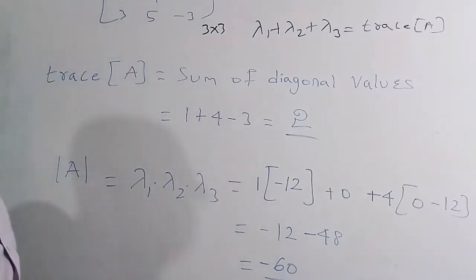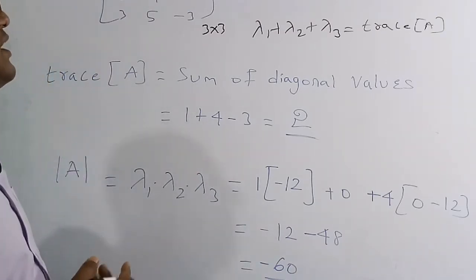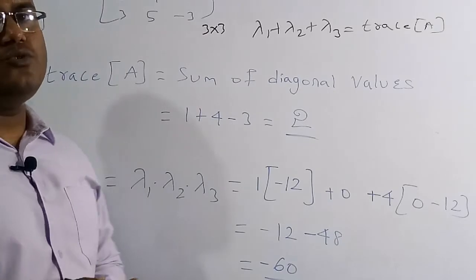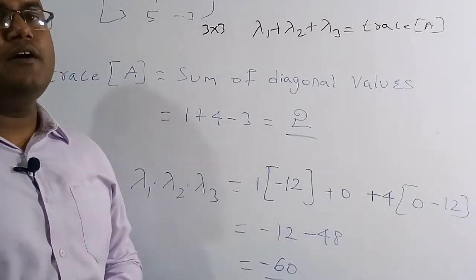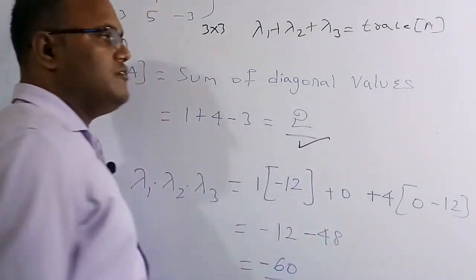So if you want to know the product of the eigenvalues, it is minus 60, and if you want to know the sum of the eigenvalues, it is 2. But in the question they asked only for the sum of the eigenvalues. So option 2 is the correct solution of this question.